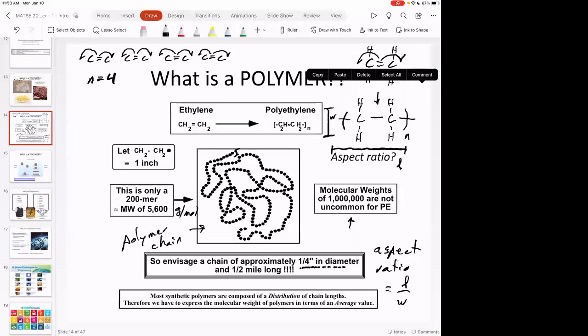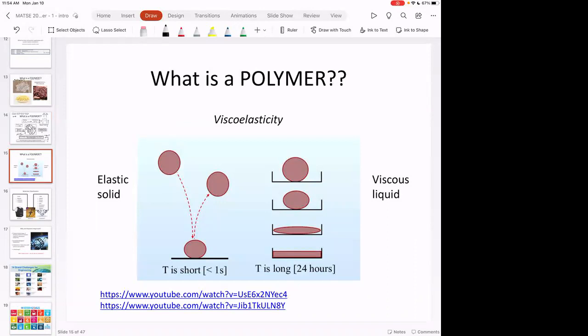Polymers just aren't long and skinny. They're really, really, really long and really, really, really skinny. They have tremendous aspect ratios. All right, any questions? All right, let's keep going. I think we still got 10 minutes, tons of time.